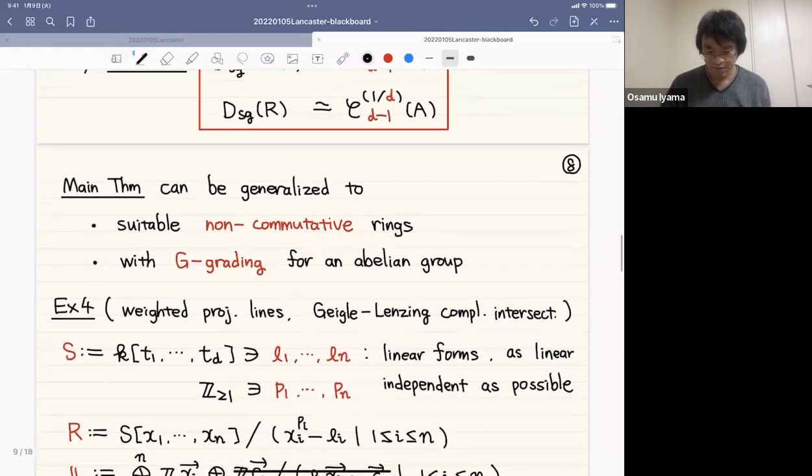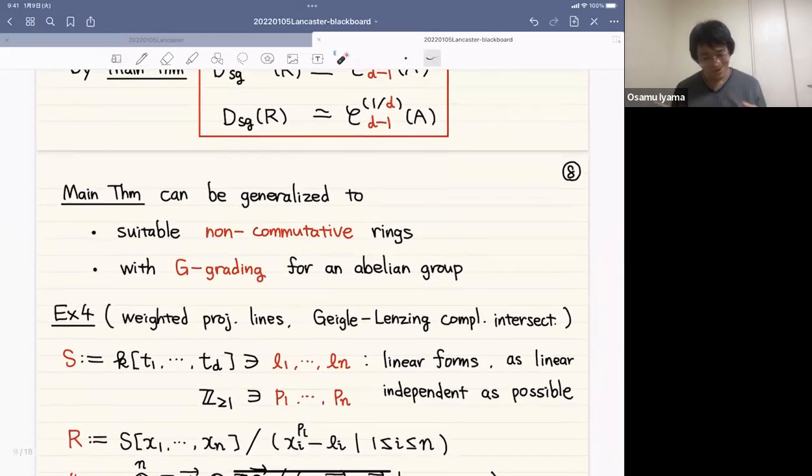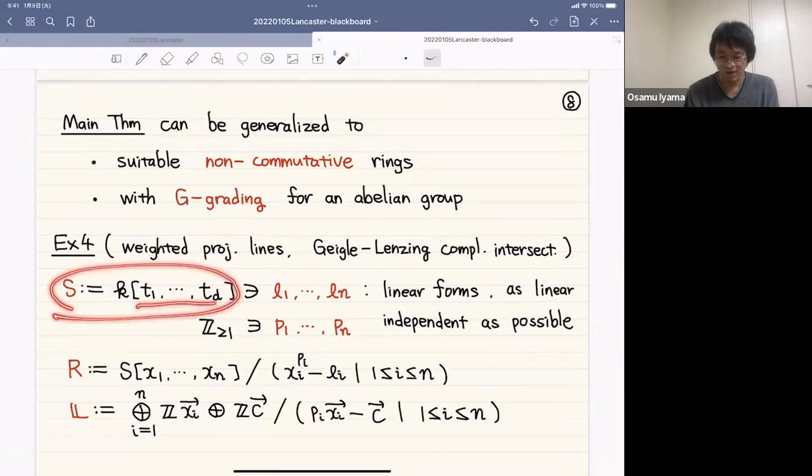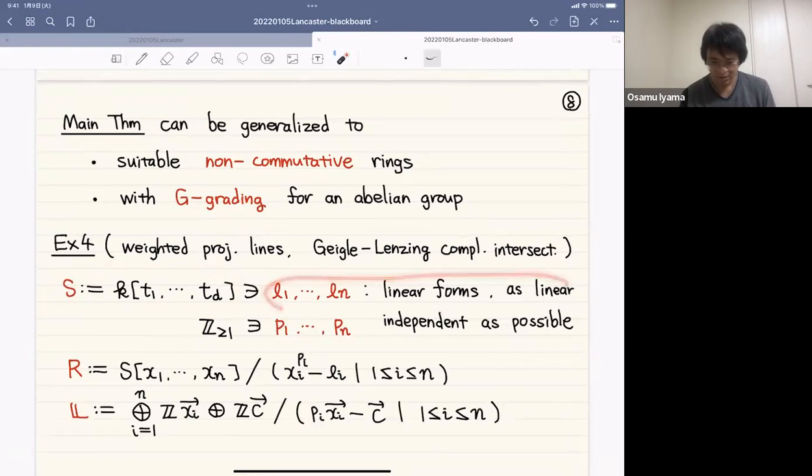Let me give a commutative Gorenstein ring which is not Z-graded, but graded by some other abelian group. One very famous example is the so-called weighted projective line, and also its generalization to higher dimension, the so-called Geigle-Lenzing complete intersection. It is defined as follows. Consider a polynomial ring S of d variables. This is the first input. Then we need to give some linear forms, l_1 to l_n. n can be arbitrary, possibly 0, or very large.